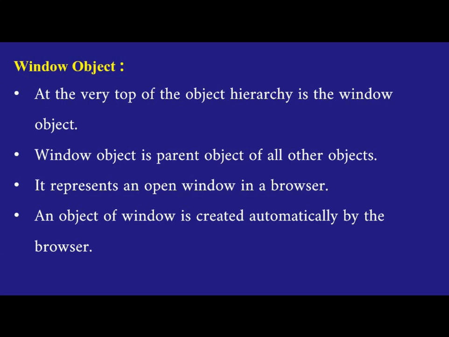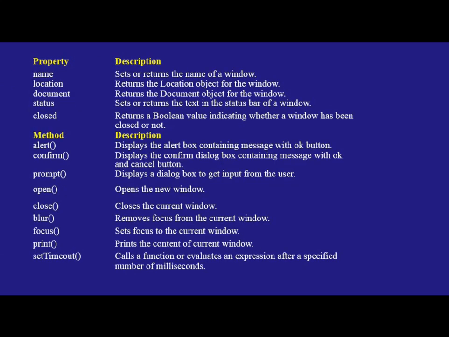So what are the properties and methods for the Window object? We are going to learn them one by one. Now the properties and their descriptions. When to use the name property? The name property you can use to set or return the name of a window. Suppose you are going to set the name of the window, then you can use the name property.